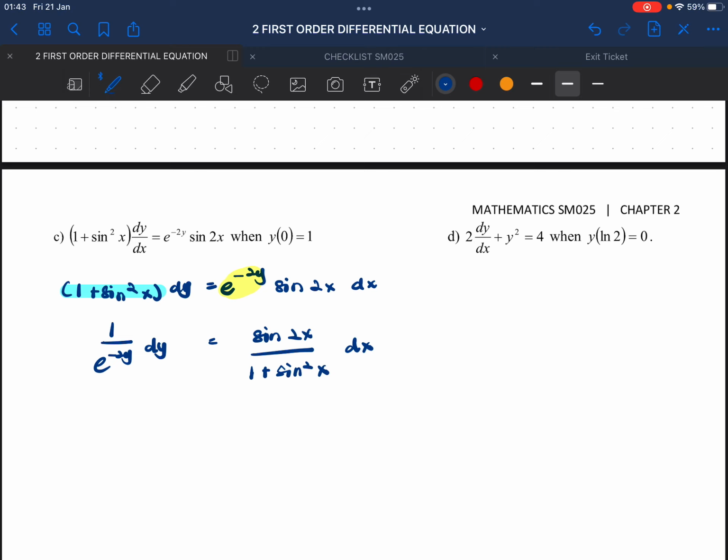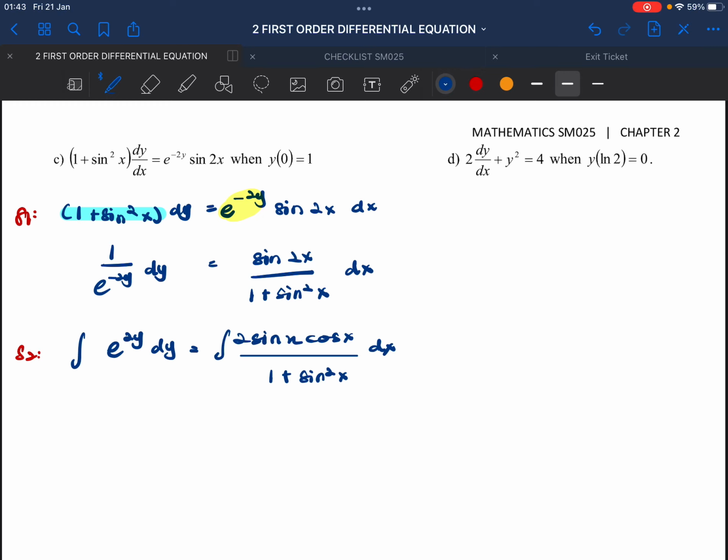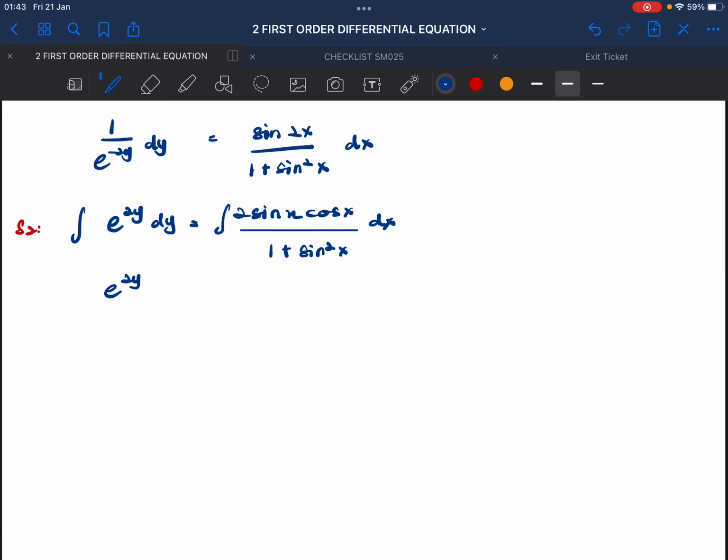So basically on the left hand side here, we can change that to e to the power of 2y dy. And here your trigonometry, your double angle, this one can be changed to 2 sine x cos x over 1 plus sine square x dx. So the first step we separate, and the second step is just integrate both sides. So integrate e to the 2y, very simple, just copy back, divided by the differentiation of the power.